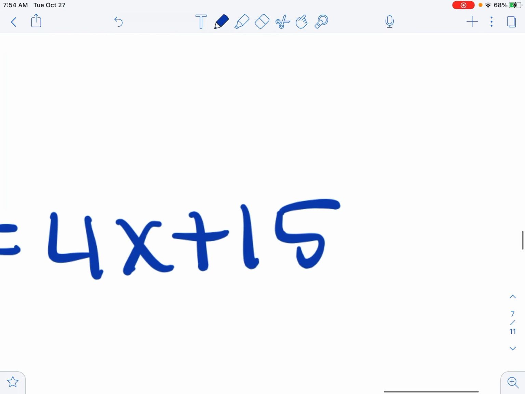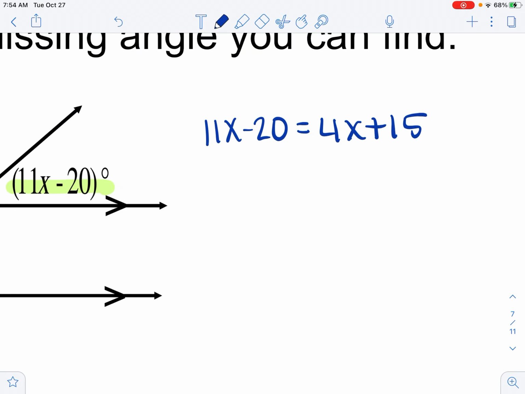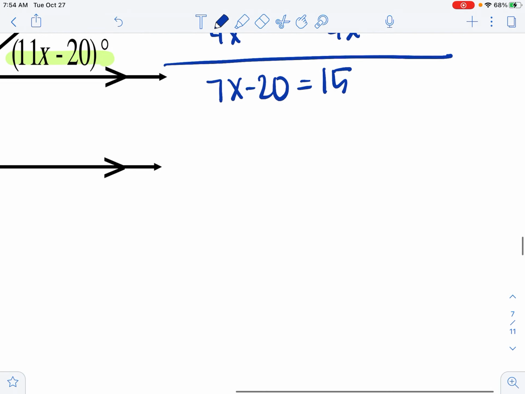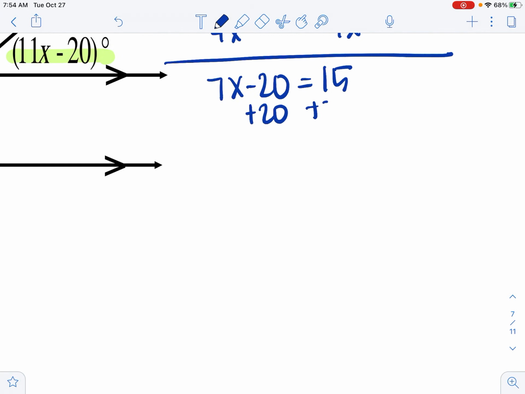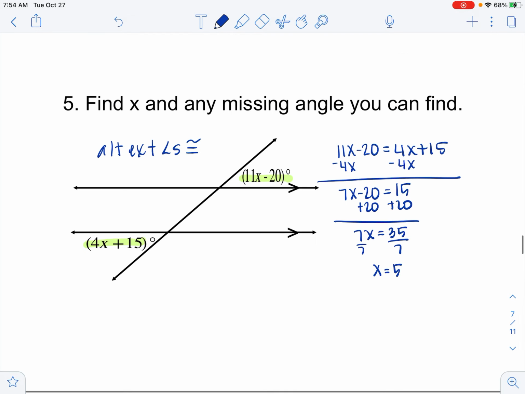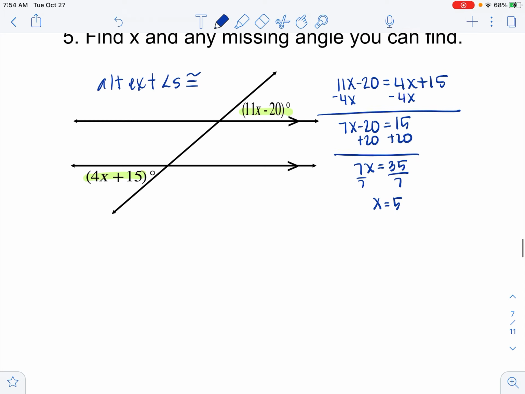No like terms on the left-hand side, no like terms on the right-hand side. I'm going to get all my x's on one side. 11x is more, so it's going to stay, and I'm going to subtract 4x from both sides. So now I have 7x minus 20 is equal to 15. Add 20 to both sides. 7x is equal to 35, and then divide by 7, and I get x is equal to 5. Remember, showing your algebra is very important here. This is integrated algebra and geometry.